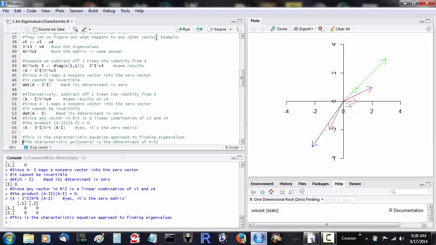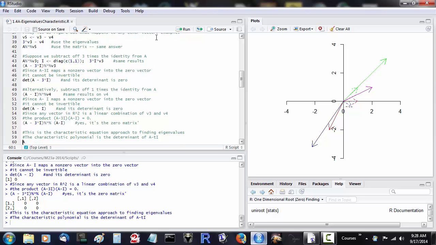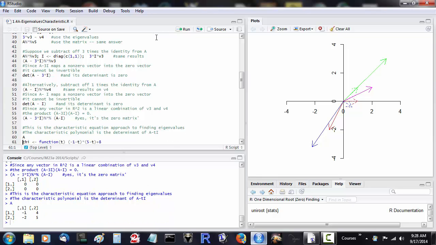Form the matrix A minus T times I. Its determinant is the characteristic polynomial, conventionally symbolized by the Greek letter chi.